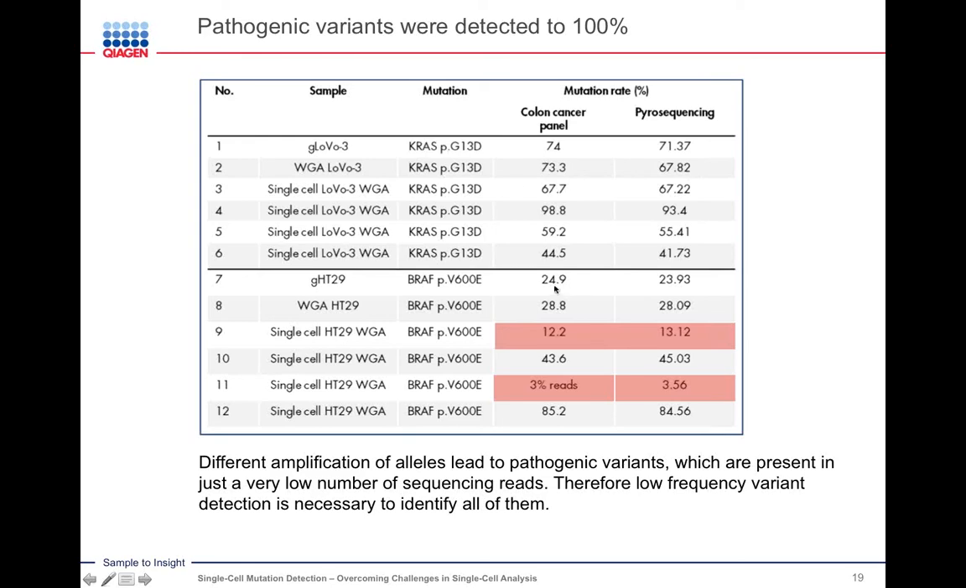Again, for the KRAS mutation, and we'll see even tighter mapping for the BRAF mutation, where we have almost 25% and 24% here, and 28% and 28% here for the sequencing detected versus the pyrosequencing detected variants. So we're very confident that we've not introduced any bias from the whole genome amplification. Then we can take a look and see how different the single cells are.